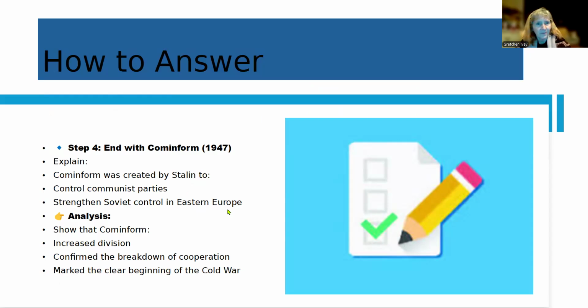And with Cominform in 1947. You can explain Cominform was created by Stalin to control communist parties and strengthen Soviet control in Eastern Europe. And then a bit of analysis. Show that Cominform increased division, confirmed the breakdown of cooperation, and marked the clear beginning of the Cold War.